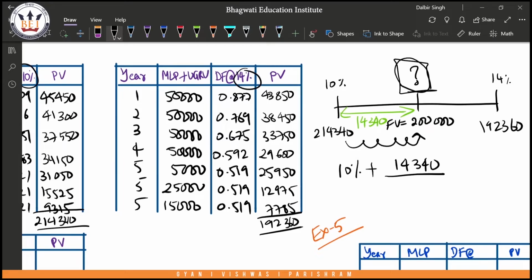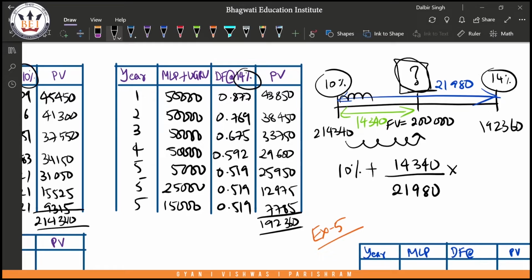Now out of the total distance, what is my total distance? The total difference is 21,980. So out of 21,980, I have to climb 14,340. Now this is per percentage. I have to use the same fraction per percentage, because I have to increase per percentage. What is the difference in percentage? It is 4%. So I will take 4%.